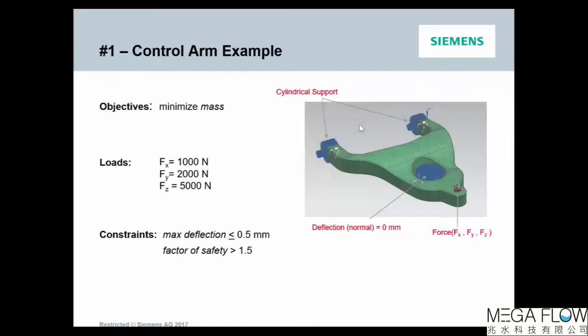Here is a screenshot of the finite element model of the control arm with the loads and boundary conditions shown. HEEDS will drive changes in the geometry of the control arm and it will automatically update the finite element model and execute the solution. Now let's take a look at HEEDS.